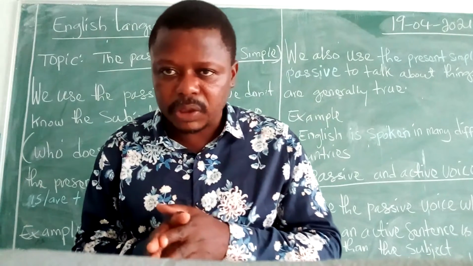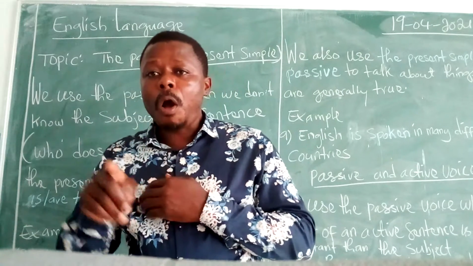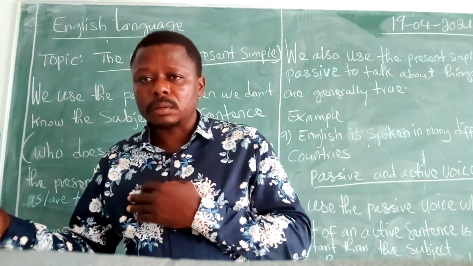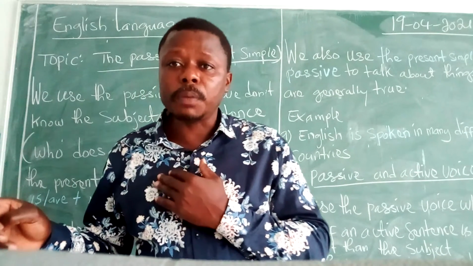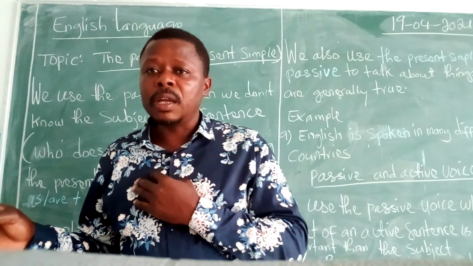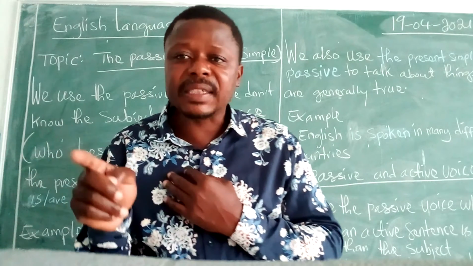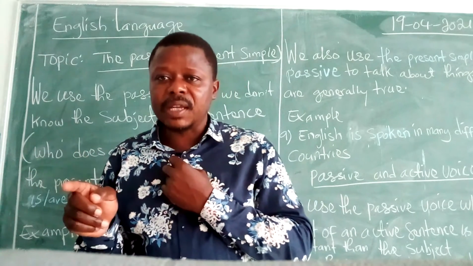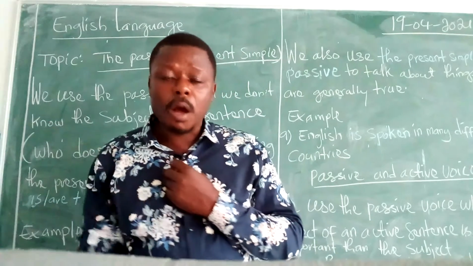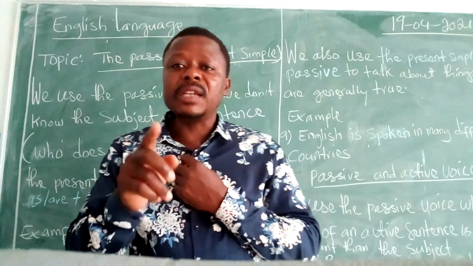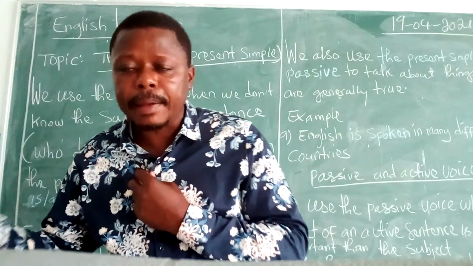In the passive voice. I repeat. Paul wrote the song. This is an active sentence. Paul is the subject. Song is the object. When we want to change this active sentence into a passive sentence, its subject will become the object and the object will become the subject. So we'll now say the song was written by Paul.